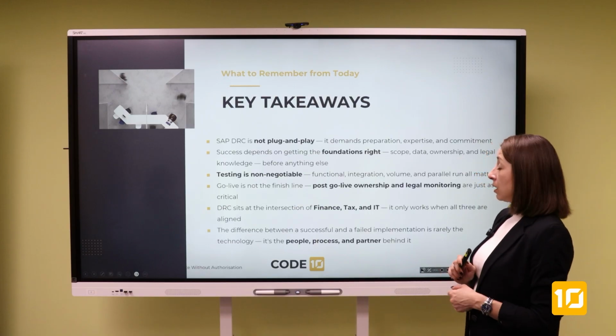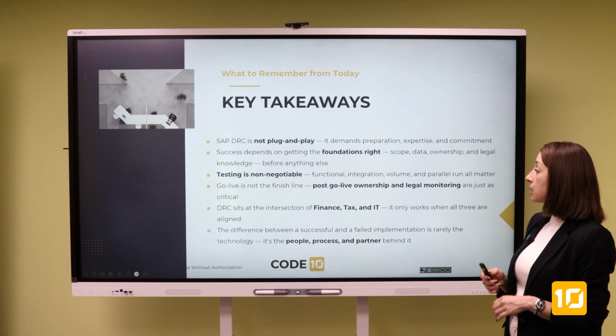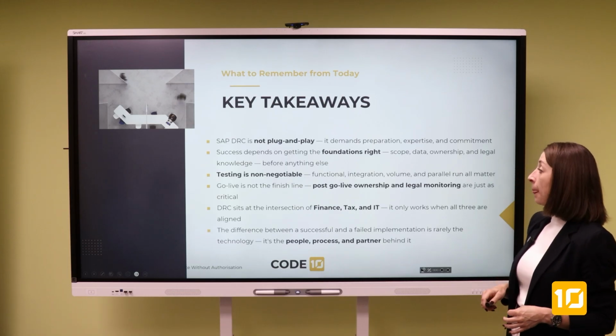Key takeaways, and this is very quickly because I think we are kind of running out of time. So very important to know, DRC is not plug and play.